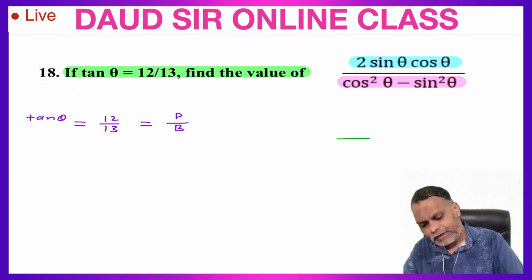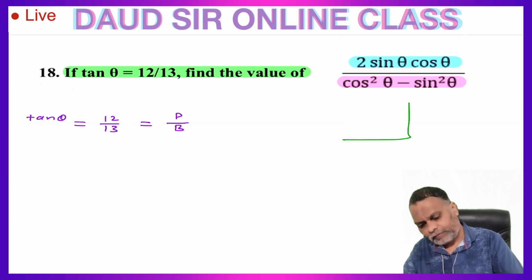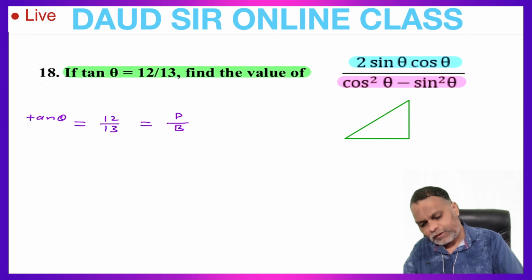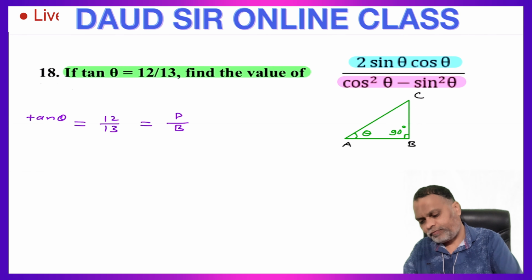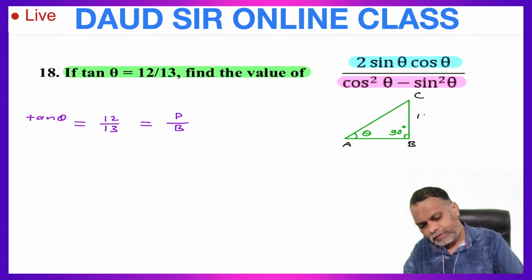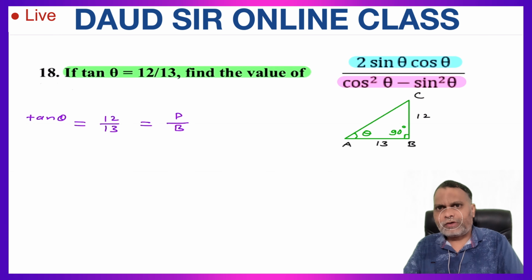Make one right angle triangle. Suppose this is a right angle triangle, this is 90 degree, and take this acute angle theta, naming A, B, C. Now for this theta and 90, this is base, this is perpendicular and this is hypo. So perpendicular is 12 and base is 13. Now calculate this third side by using Pythagoras theorem.